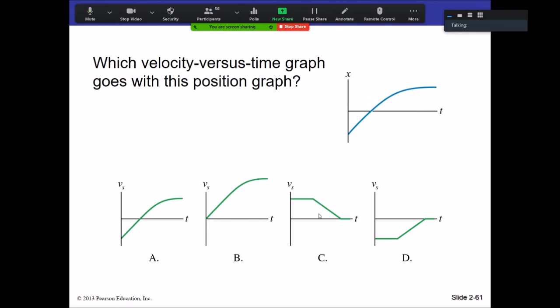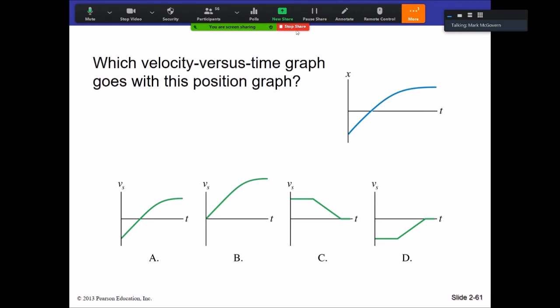All right, what's happening here? Well, A and B are wrong, right? They're showing, in A, we turned around. That's not right. In B, we're speeding up. No.